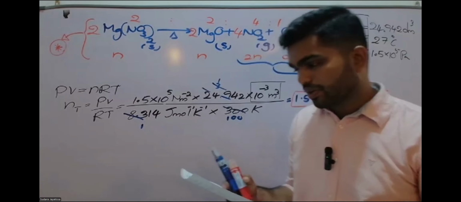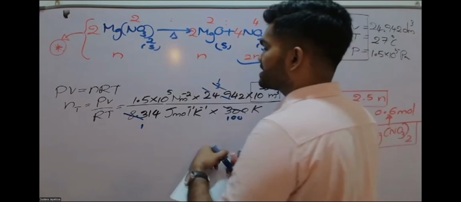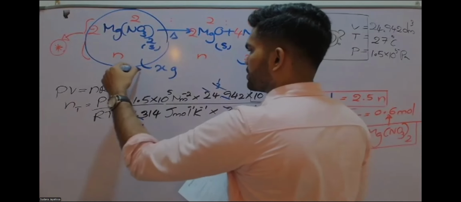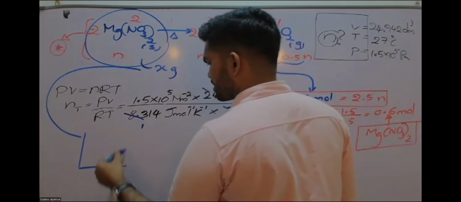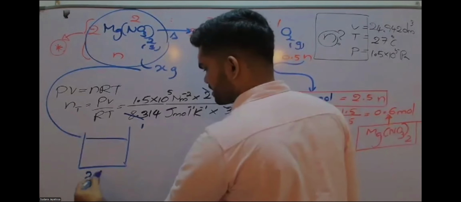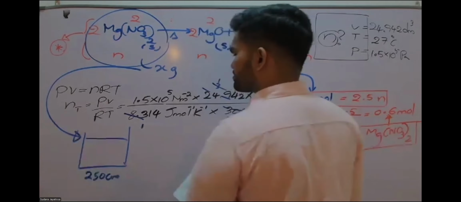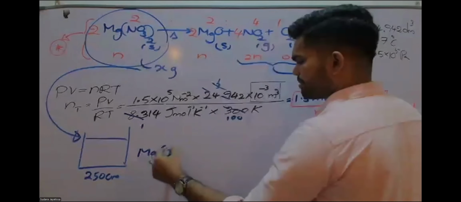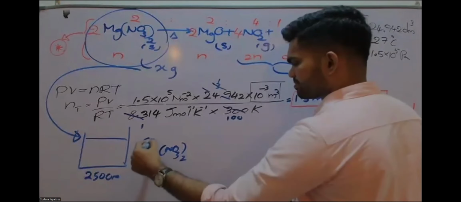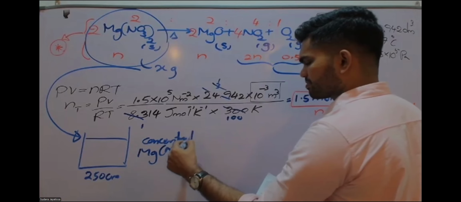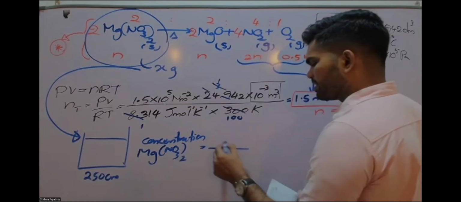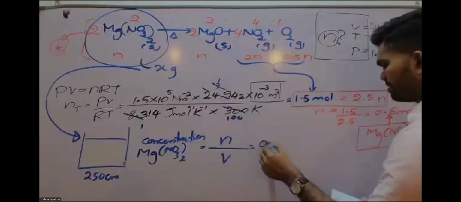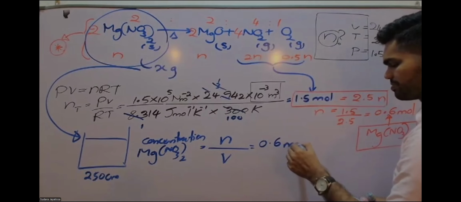It is asking, you are going to dissolve the same magnesium nitrate moles, which is basically x grams now. So we are going to dissolve that one in 250 cubic centimeter water. Okay, so then it's asking what is the concentration of magnesium nitrate. So what we are going to do, we're going to divide moles by the volume. Very simple. So we have 0.6 moles.